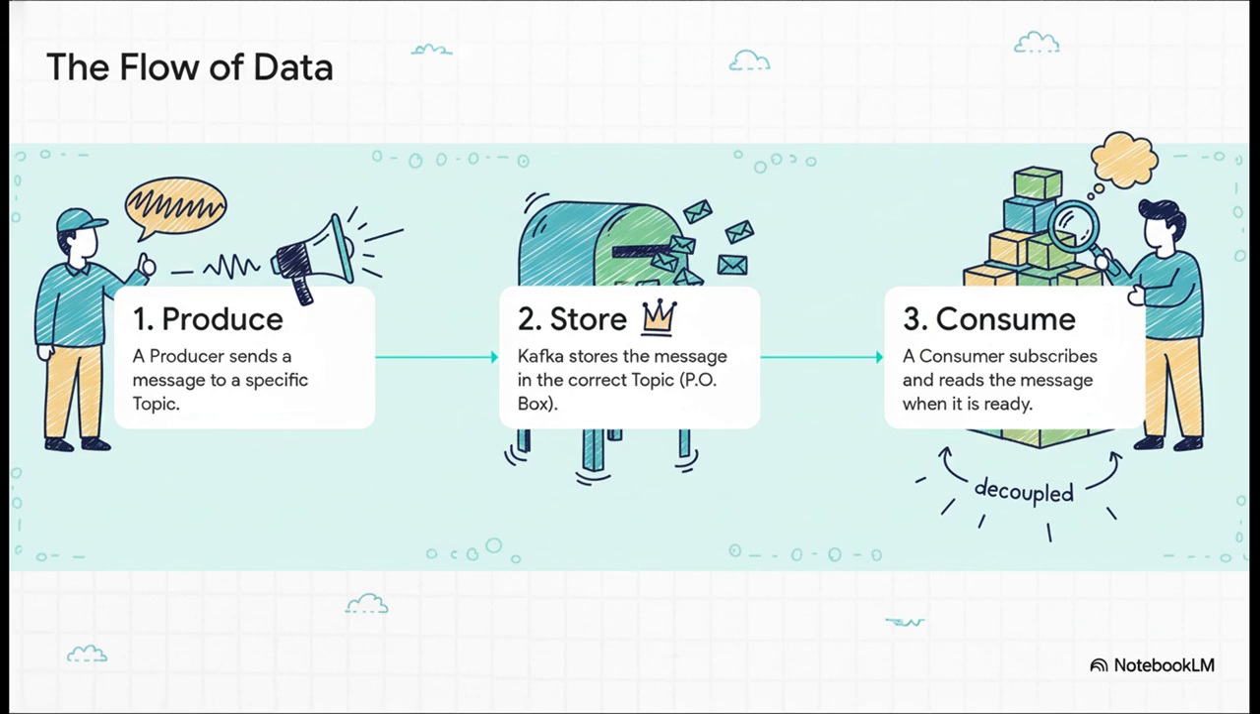So let's put it all together. What does the flow look like? It's 3 simple steps. 1. The producer sends a message to a topic. 2. Kafka, our amazing post office, takes that message and stores it in the right P.O. box. And 3. The consumer, who's subscribed to that P.O. box, comes along and reads the message whenever it wants. See? It's clean, it's simple, and most importantly, the sender and receiver never even have to know about each other.